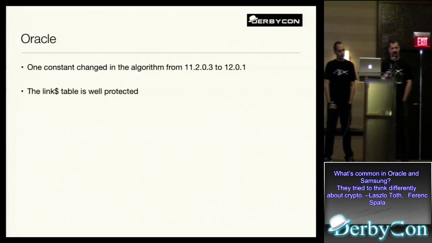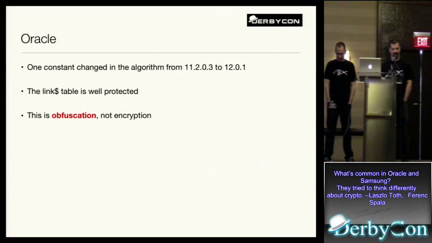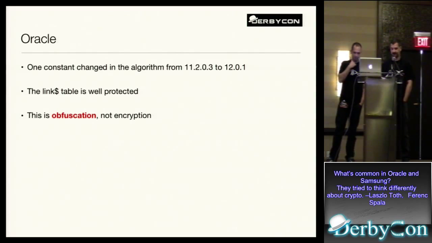The link dollar table is well protected. Only the SYSDBA can access it. Oracle needs this password as clear text, so it's not a security vulnerability. However, I should call this an obfuscation, not an encryption. But this knowledge can be handy in a post-exploitation phase. So, we are pen testers, aren't we?